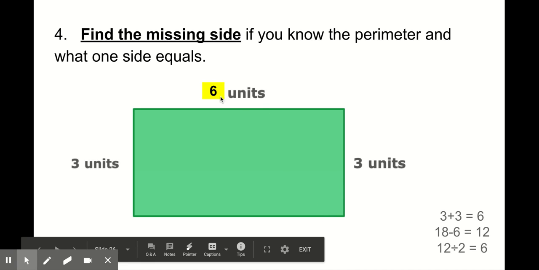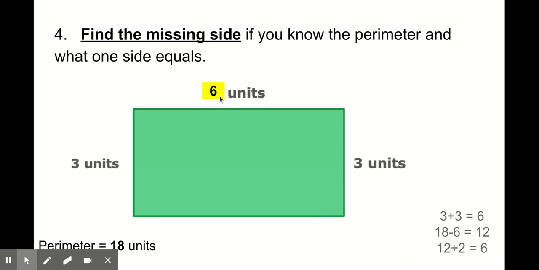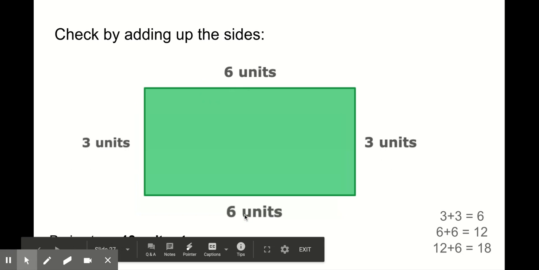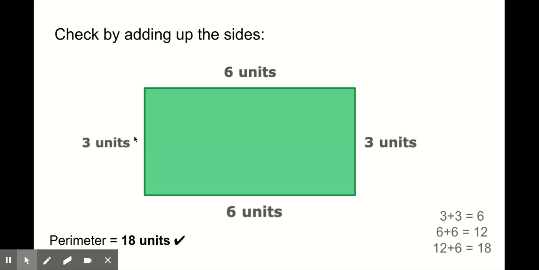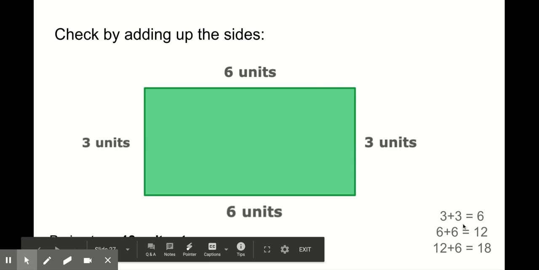I already put that it is 6 units because I know half of 12 is 6. So in order to complete this perimeter of 18 units, I need to have a side of 6 units here. Let's check. Another 6 units here. That's 12. Plus 3 units, that's 15. And 3 more units, that's 18. 3 plus 3 equals 6. 6 plus 6 equals 12. 12 plus 6 is equal to 18.